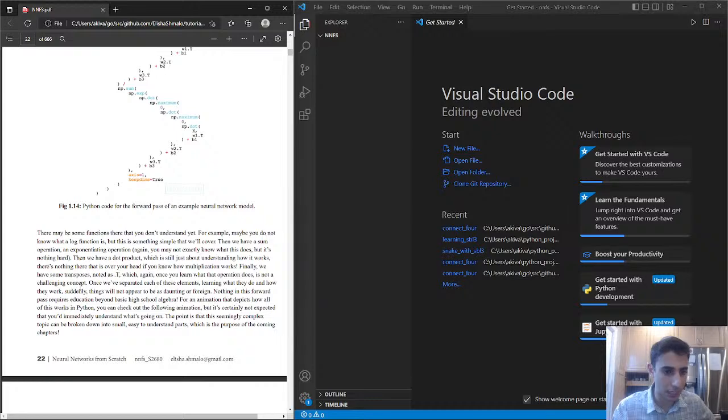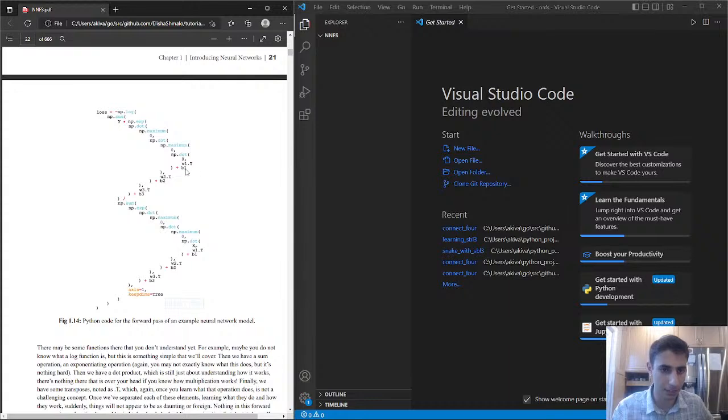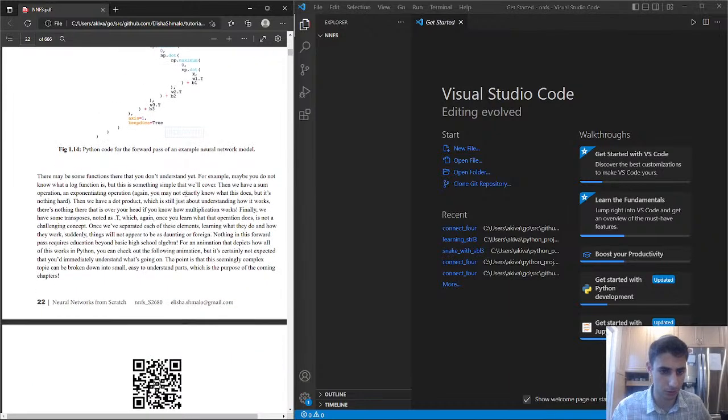Finally, we have some transposes noted as T. Yeah, transposing is going to be interesting. I wonder how we're gonna do that in Golang. Yeah, transposition is going to be easy because in NumPy it's super easy to do transposition. You just put in a T. Which again, once you learn what that operation does, it's not a challenging concept. It really isn't. Like, it's a simple operation. You just need to know the name.